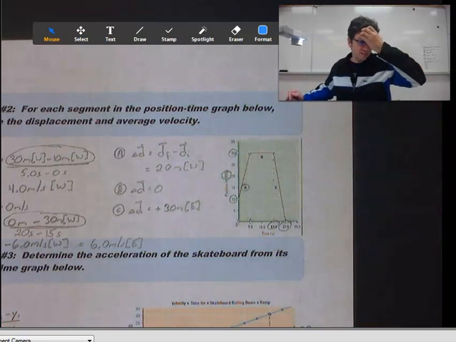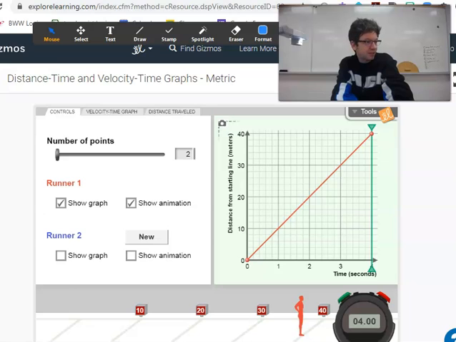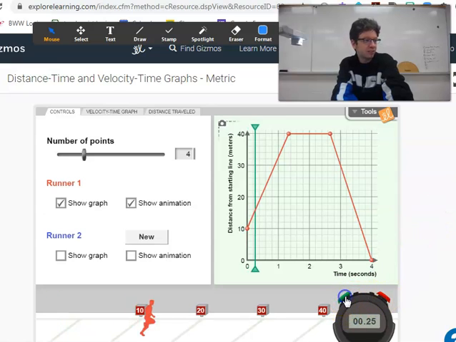And I can even show you this on simulation. So I can put another couple points. It would look something like this. So if you start it, run, stop, run back. That's what happens.